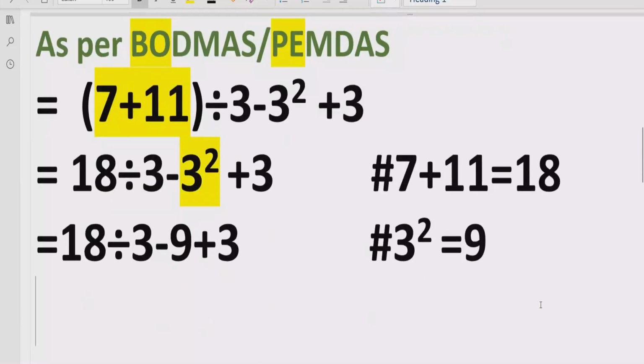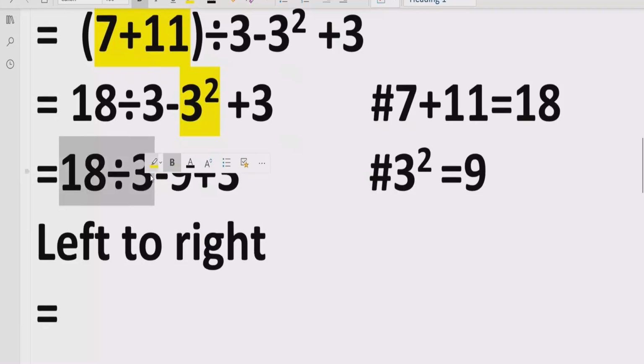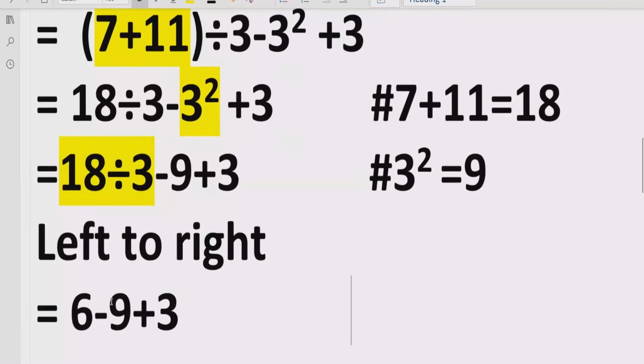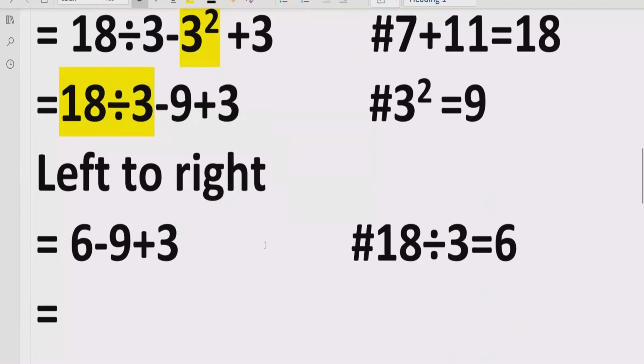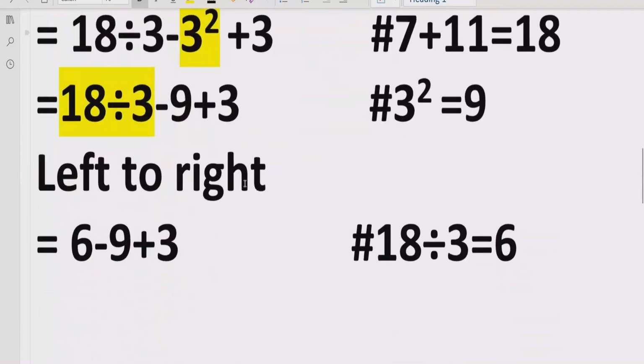Now step number 3 is you have to solve division and multiplication. So here we have to see which is coming first. So what we will do, we will go left to right in this expression and find out which is coming first. So here we have 18 divided by 3. So we will divide both of them and get the answer 6, minus 9 and plus 3 we will write as it is. And here we will give the reference: 18 divided by 3 equals 6.